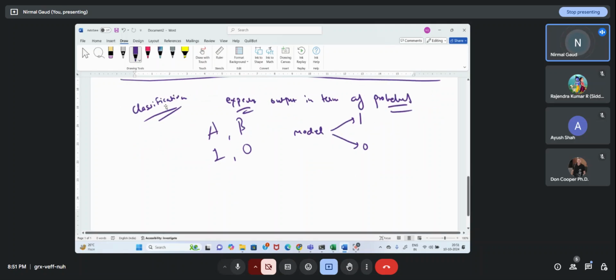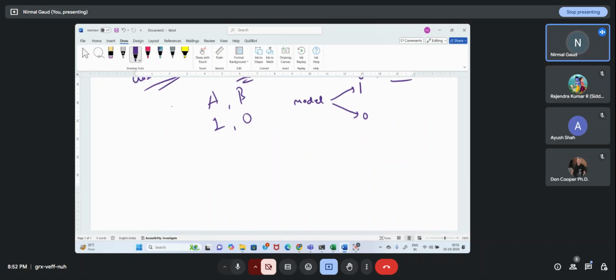Okay, that's the reason we told that. Let's consider odds. Odds means success upon failure. If P is the probability of success, then 1 minus P is the failure. So this is called odds.